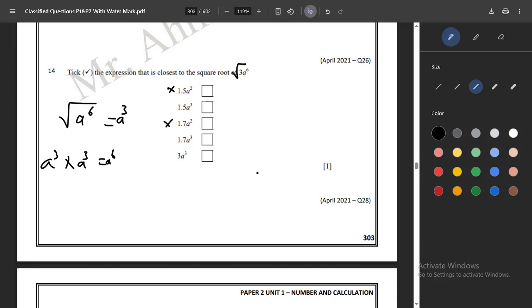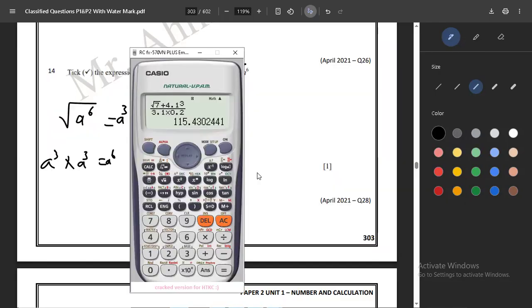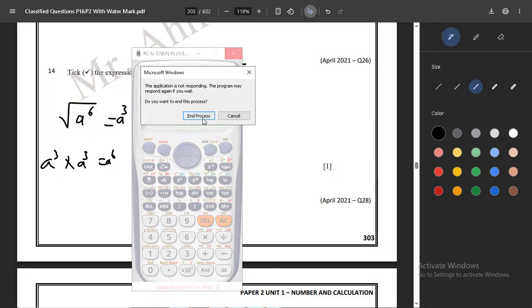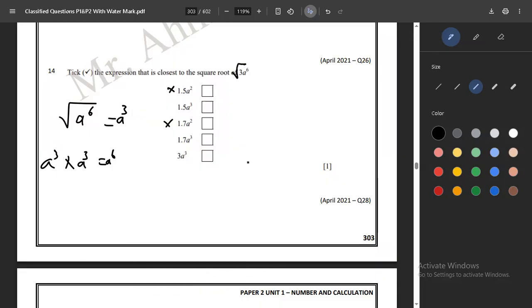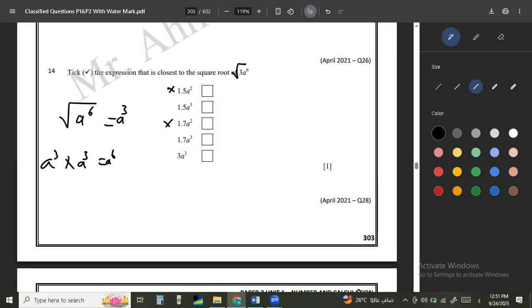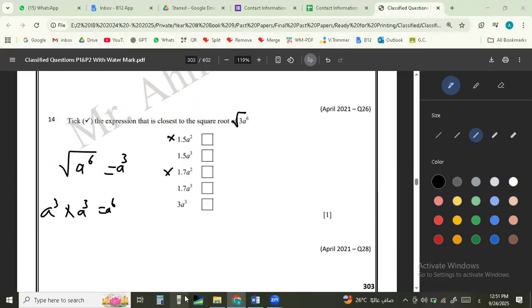Go to the calculator. Square root of 3. Oh, just a second. I guess that I need to close the calculator and open it again. Yes. Just a second. Here we go.